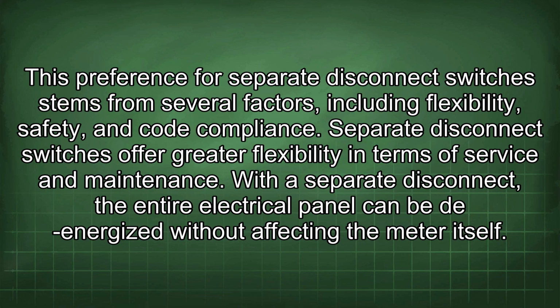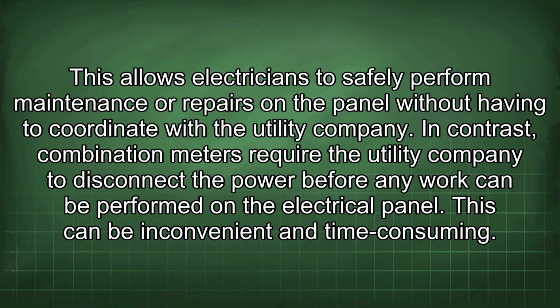With a separate disconnect, the entire electrical panel can be de-energized without affecting the meter itself. This allows electricians to safely perform maintenance or repairs on the panel without having to coordinate with the utility company. In contrast, combination meters require the utility company to disconnect the power before any work can be performed on the electrical panel. This can be inconvenient and time-consuming.